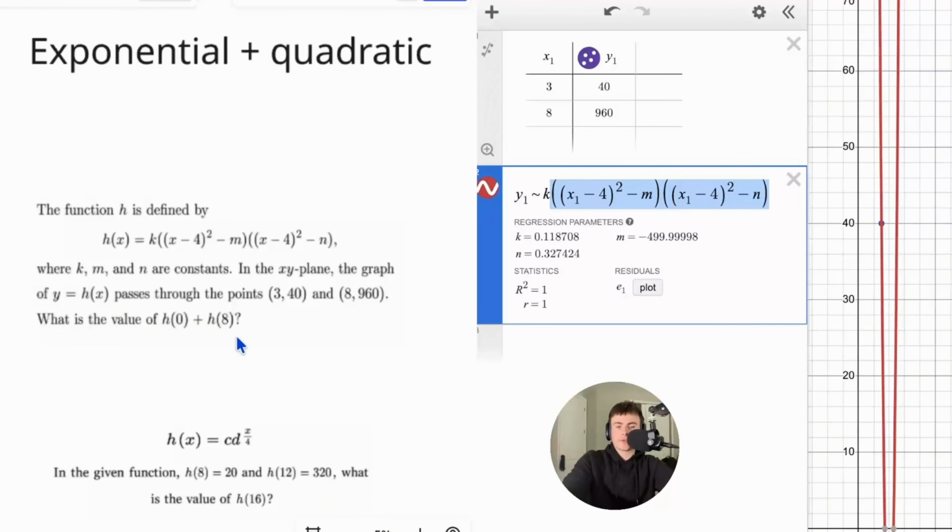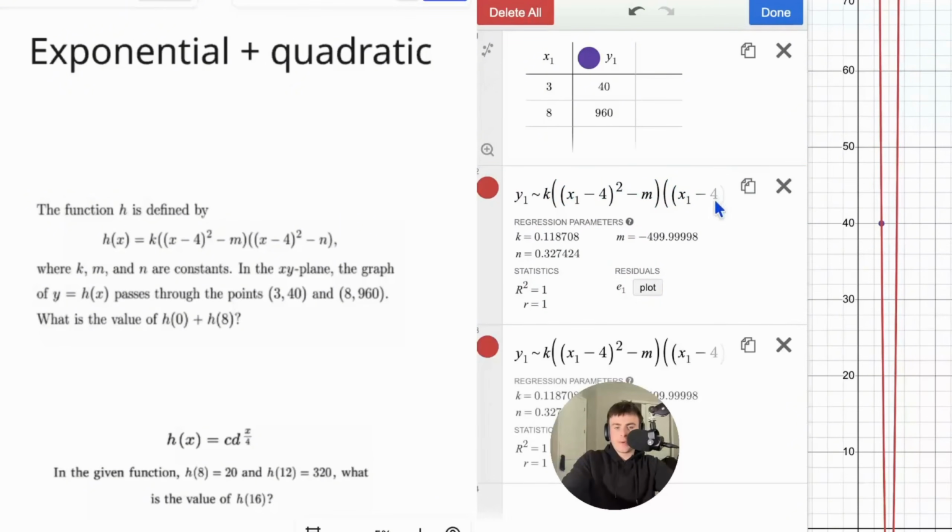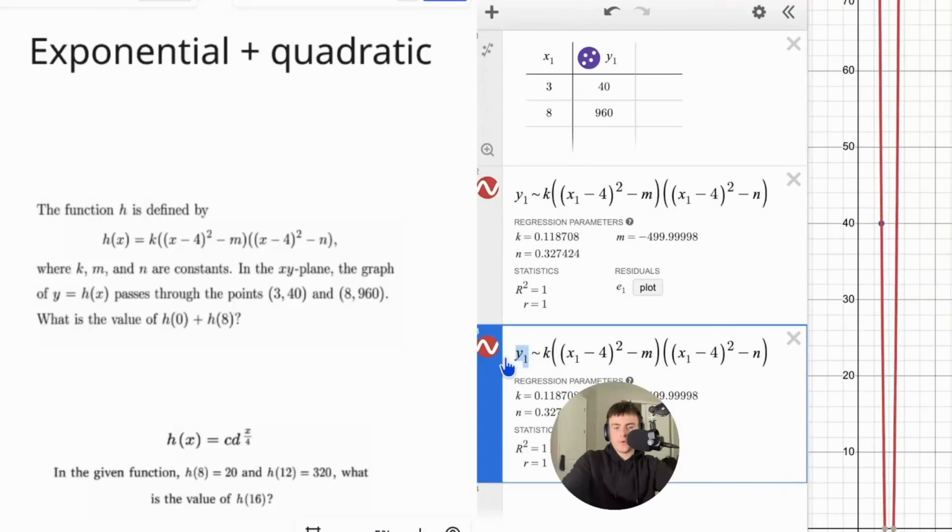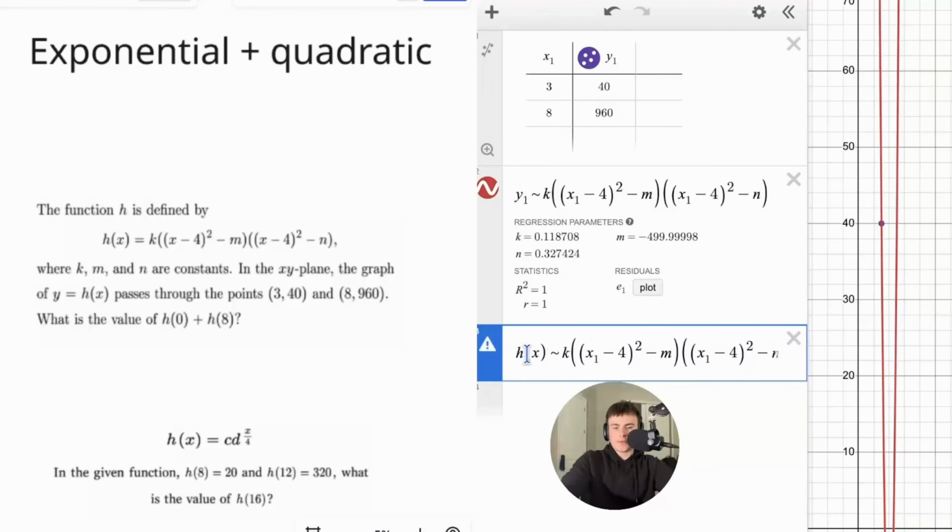It'll do all the math for us. So we just solved for k, m, and n, and I just want to duplicate this regression here. So let's click the little settings button and then copy it. And then I just want to switch it to h of x. So h of x equals this. Just change it to the normal stuff, and then remove all the subscripts because we solved for all the letters.